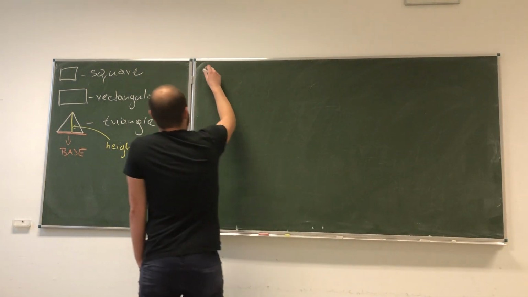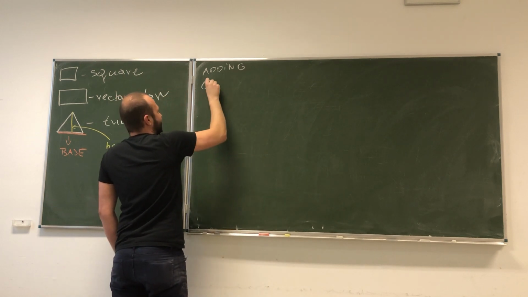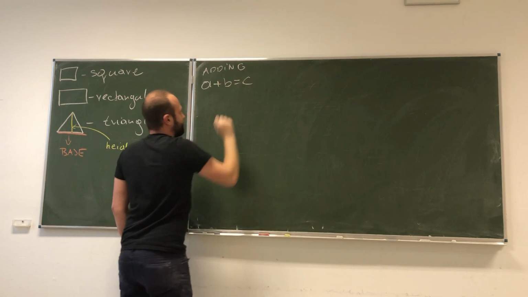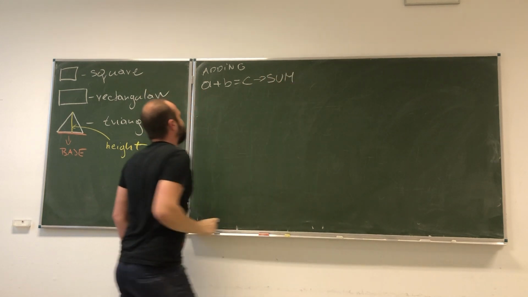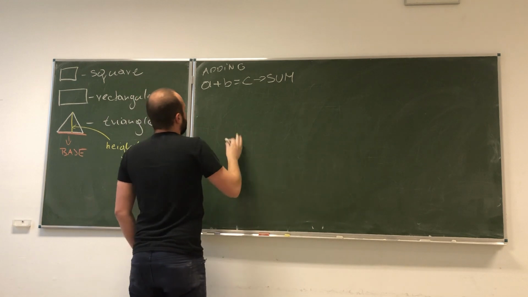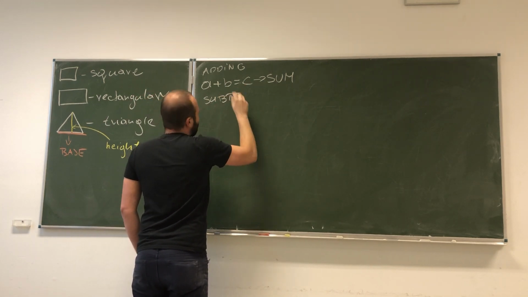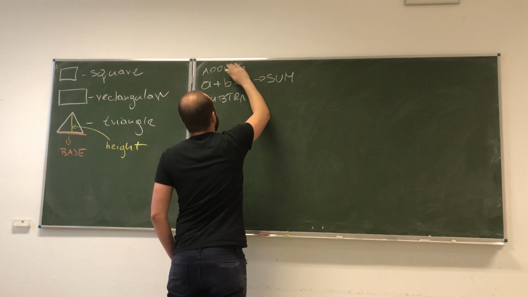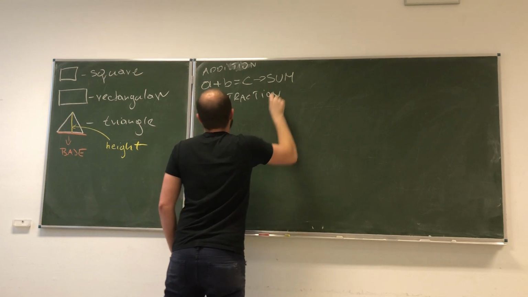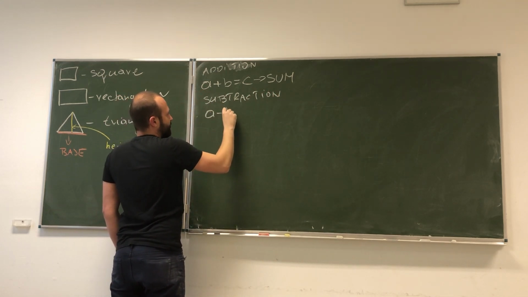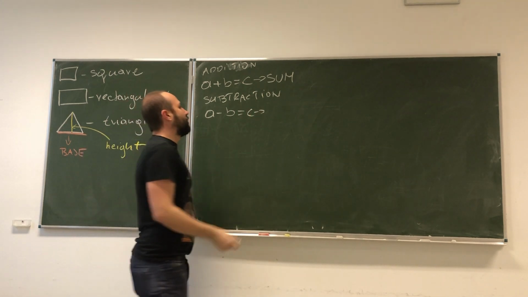So, first we've got adding. If we have A plus B equal to some C, the outcome of this operation we call the sum. Then, we've got subtraction. This is the case where we have A minus B equals C. The outcome of this operation we call the difference.